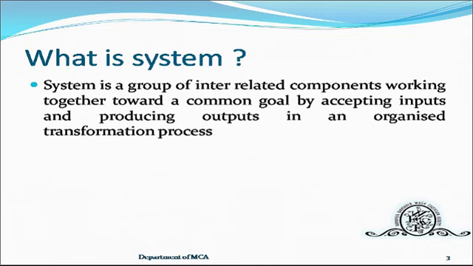There is one traditional definition given in this presentation: system is a group of interrelated components working together towards a common goal by accepting input and producing output in an organized transformation process. So we have understood that system accepts some input, it will process that input and finally gives the output. Now this output might be the common goal of any organization for which the system is designed.